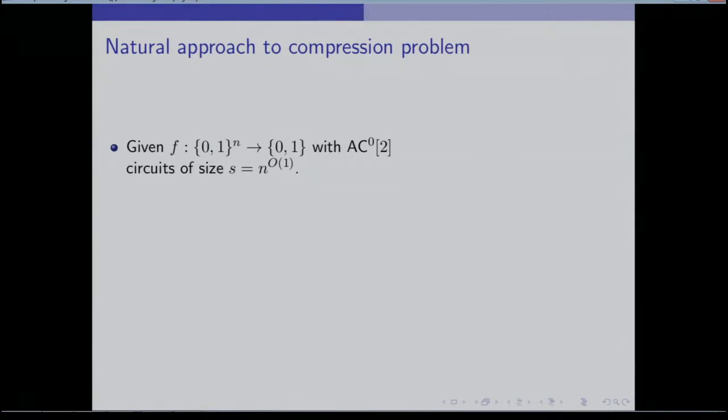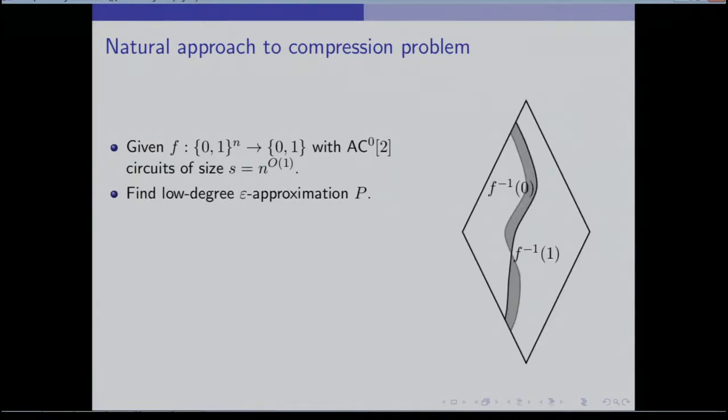So I know that I'm given a truth table. I'm promised that it has small circuits from this class. So I know that there's a low degree polynomial approximating my circuit. It's equal to my circuit almost everywhere. So what I'll do is I'll try to find this low degree approximation. Okay, so I'll find this approximation. I have this approximation with me.